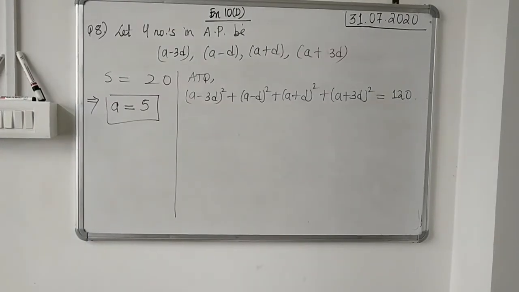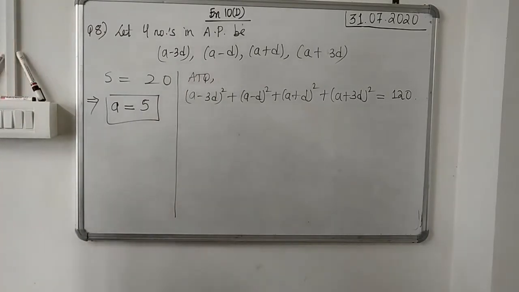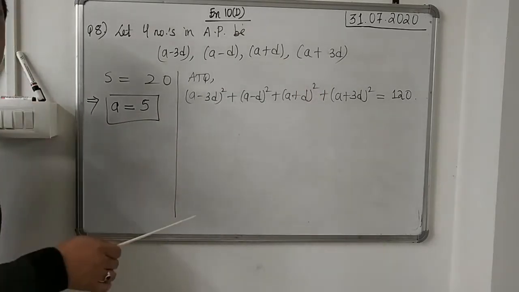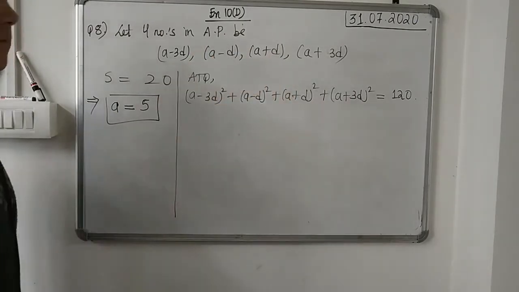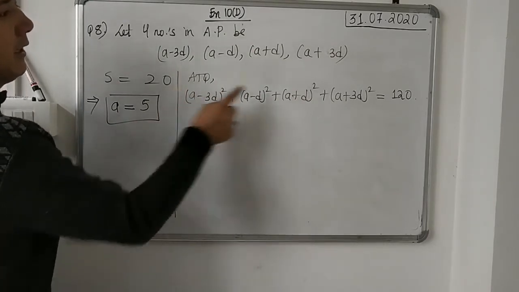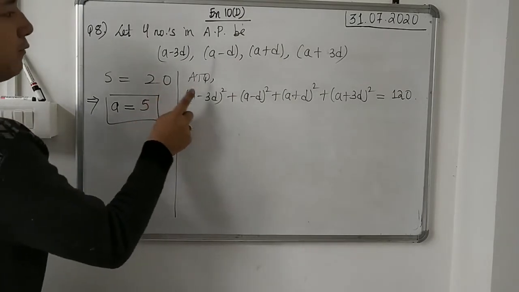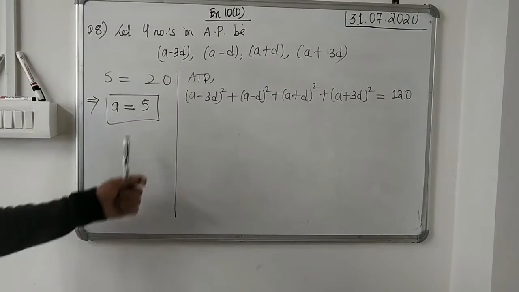Alright, let's move ahead. Question number 8 says, find 4 numbers in AP whose sum is 20. So straight away from assumption, let the 4 numbers in AP be a minus 3d, a minus d, a plus d, a plus 3d. Given that the sum is 20, if we add all this, minus 3d and plus 3d get cancelled out, minus d plus d gets cancelled out. So 4a equals 20, which means a equals 5. This is very simple and easy.